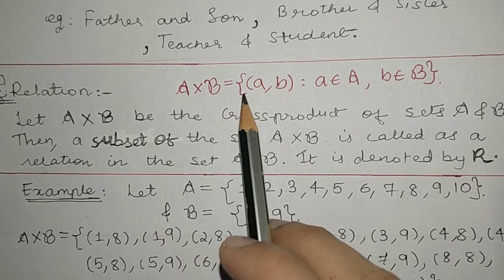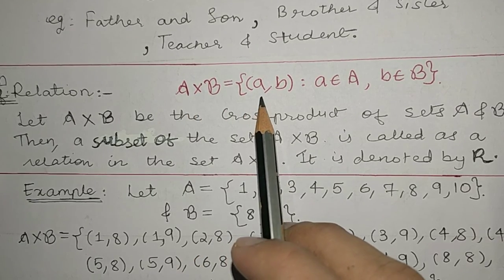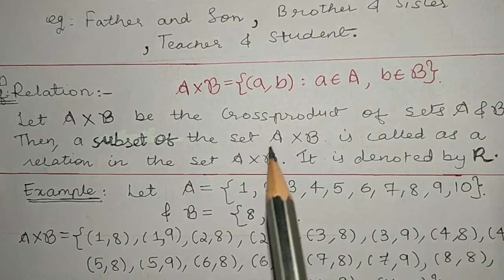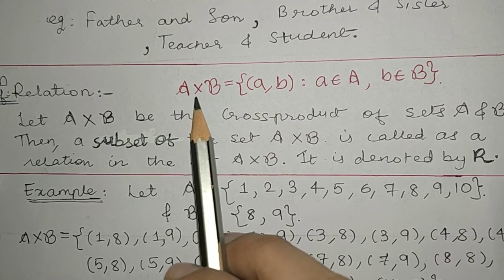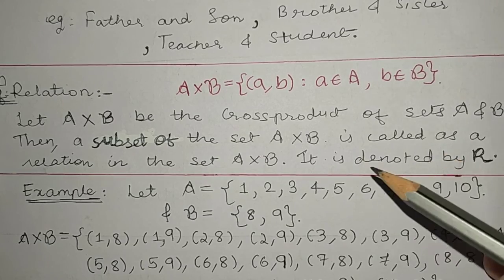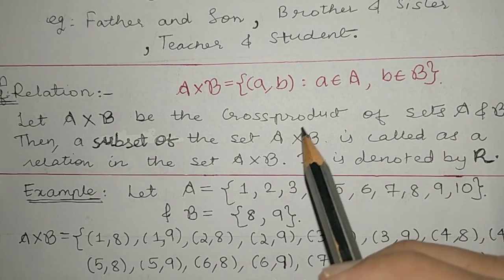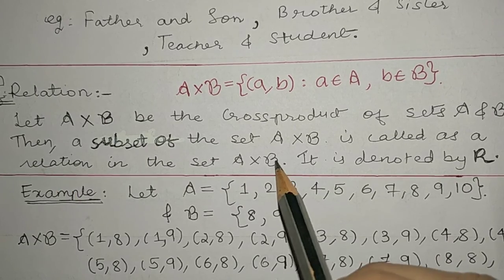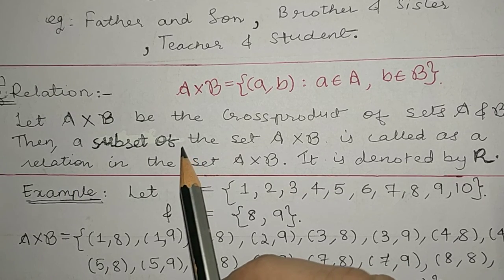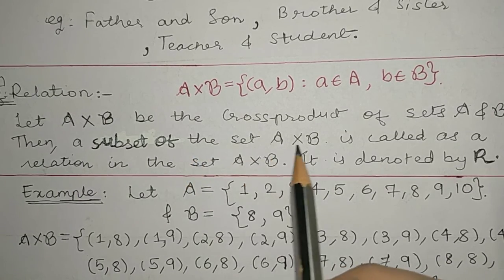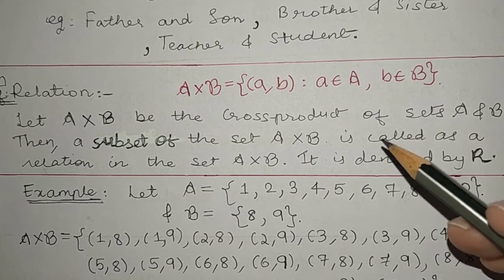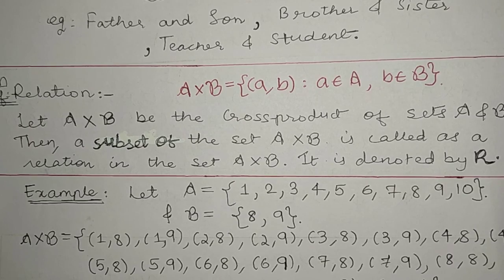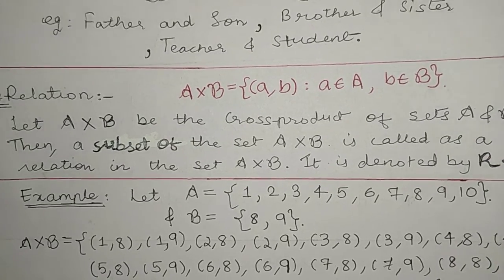Now the set A cross B is equal to what? The set of all objects (a, b) such that a belongs to A and b belongs to B, right? This is the cross product A cross B. Now you have to take any subset of the set A cross B and that will be called the relation in the set A cross B. So what is a relation? A relation is nothing but a subset of the set A cross B. It is denoted by capital R.